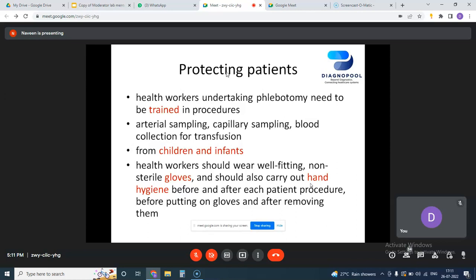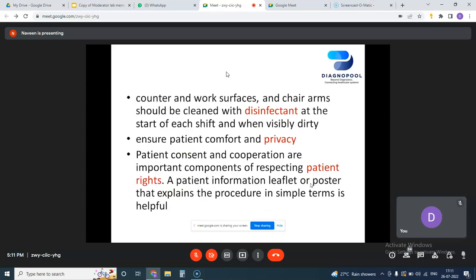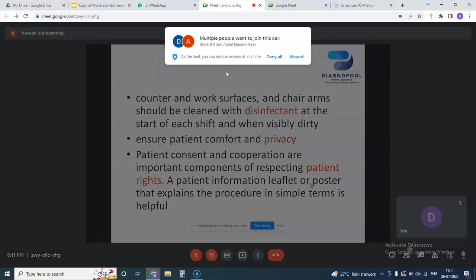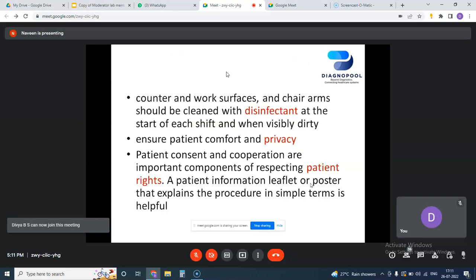And also, before starting phlebotomy, the phlebotomists need to carry out hand hygiene. That is washing of the hands, both at the start of the phlebotomy and at the end of the phlebotomy for each patient. So remember, use separate gloves and also hand hygiene, either hand wash with water and soap or using alcohol disinfectant. And the work surfaces should be cleaned with disinfectant at the start of each shift and whenever there are visibly dirty surfaces.